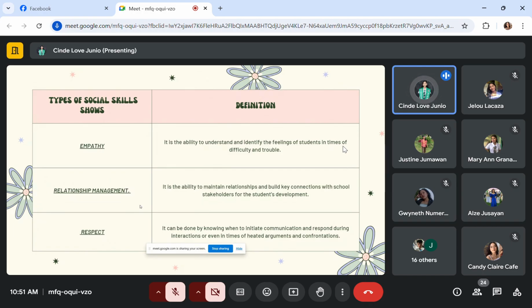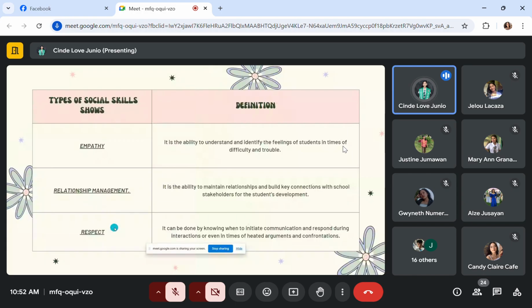Next is relationship management. So here you are building a good friendship and teamwork. For example, di ba, some of our activities are grupo siya and then our teachers encourage us students to work together in a group project and be respectful to each other.